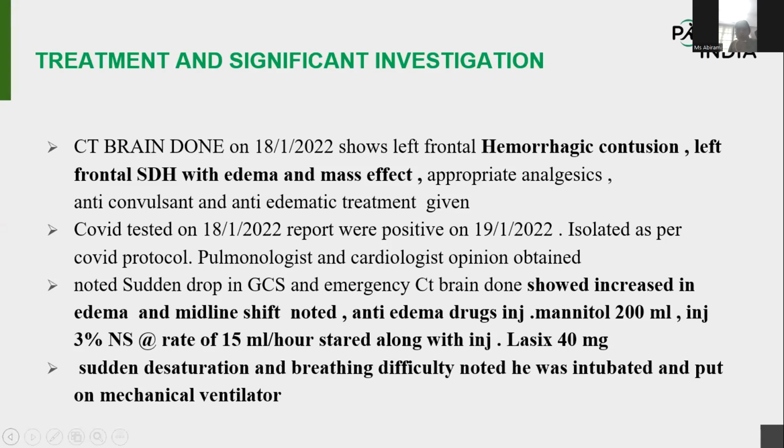And with the sudden drop in GCS, they again did CT brain. That report showed increase in edema and midline shift. Anti-edema drugs, injection mannitol 200 ml, injection 3% normal saline at the rate of 50 ml per hour were started along with injection Lasix 40 mg as diuretic. Sudden desaturation and breathing difficulty were noted. He was intubated and put on mechanical ventilator.